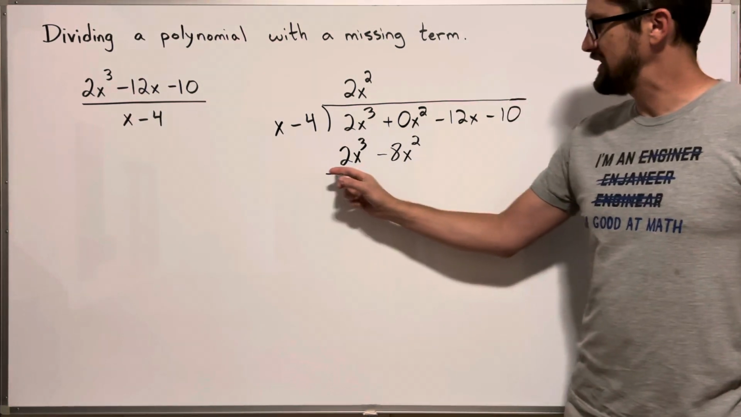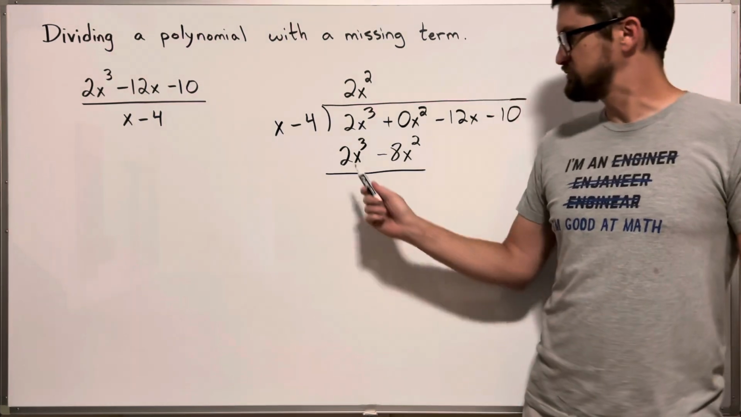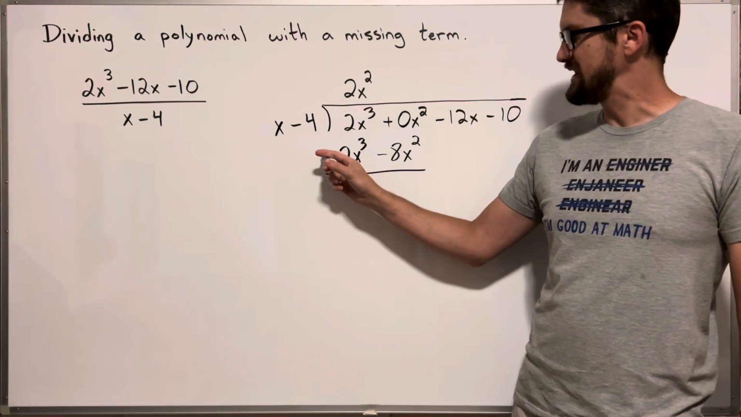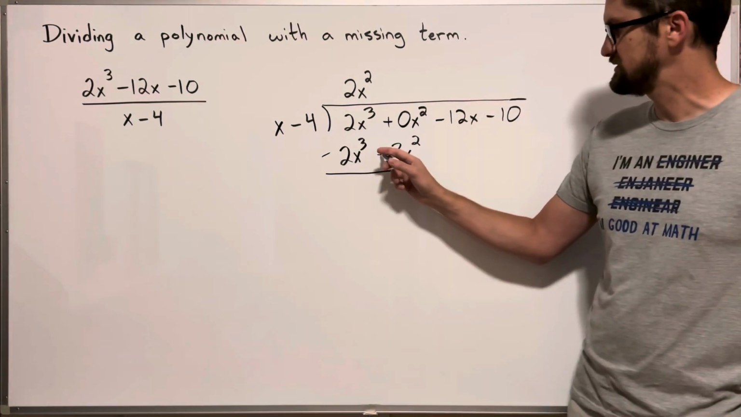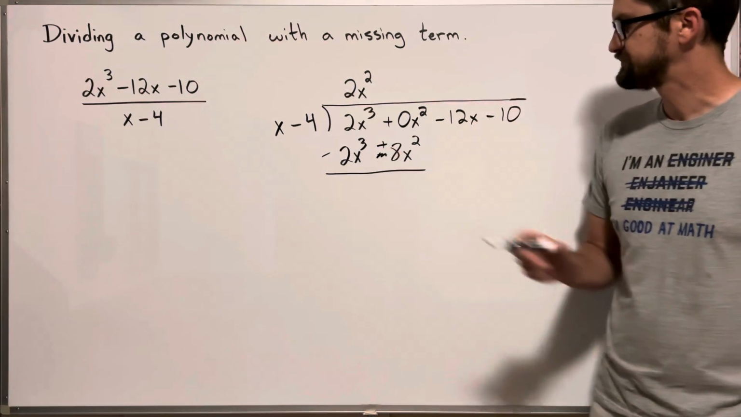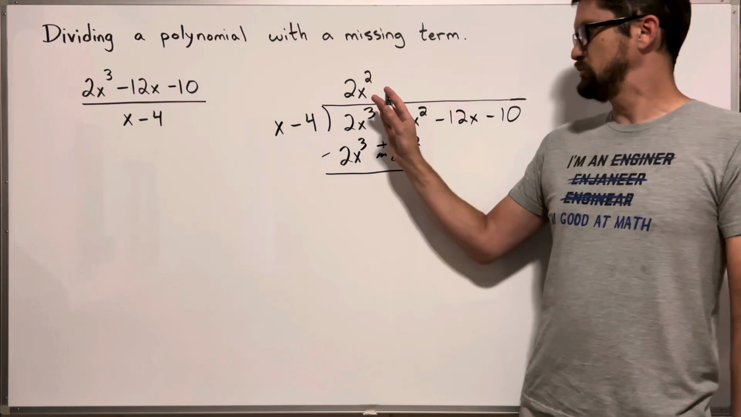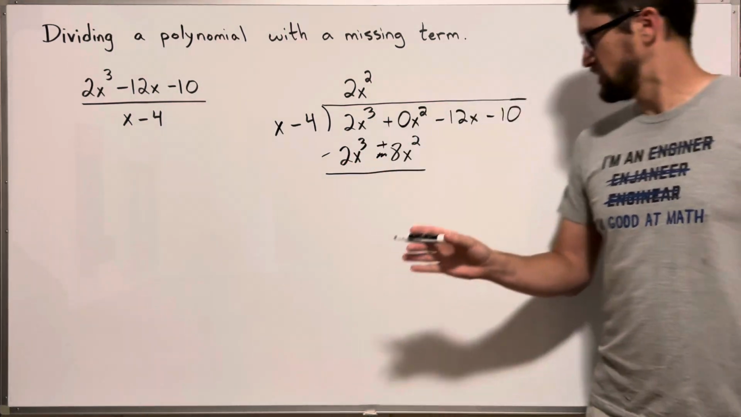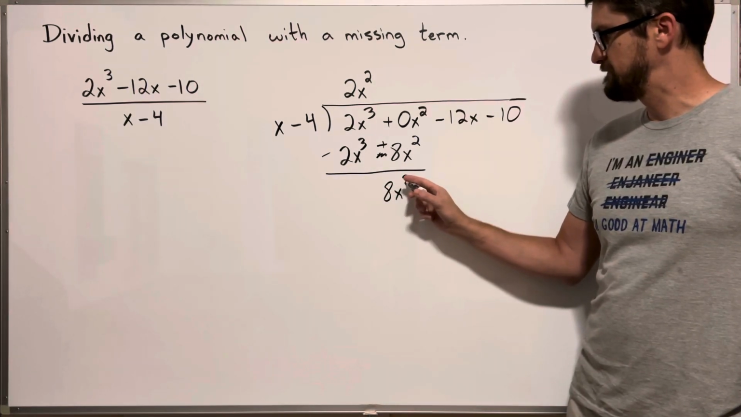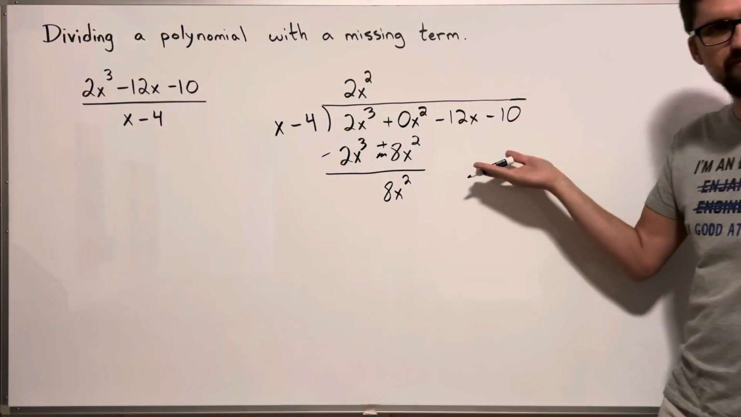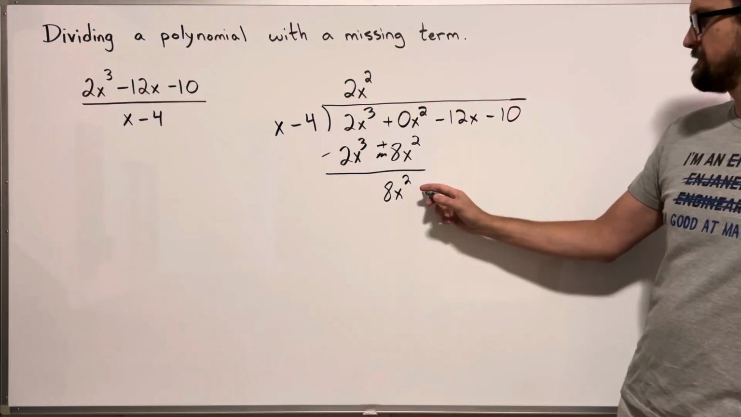All right, now you're going to draw a line here and you're going to subtract. You want to subtract each term here. So you're going to subtract this and you're going to subtract a negative. So the double negative becomes positive. So the 2x cubes are gone. 0 plus 8 is 8. So this is going to be 8x squared. And you're subtracting nothing from these two terms. So you're going to bring these down.